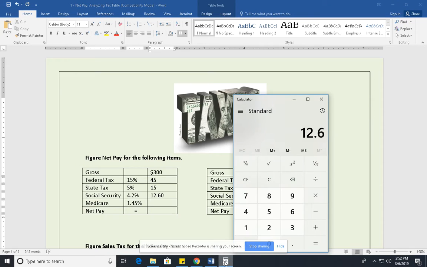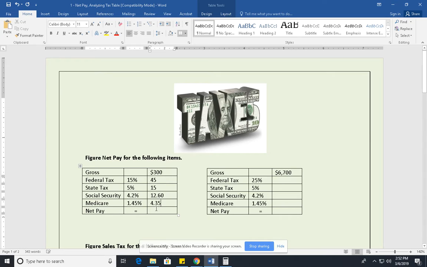The last one, 1.45, can we take a guess? This would actually be 300 times 0.0145. That's $4.35. Okay. So once again, this is your federal government tax, state tax. For us, that's Illinois. I think it's actually a little bit lower right now. Social Security, and then Medicare. So those are federal taxes as well, mainly for like retirement.